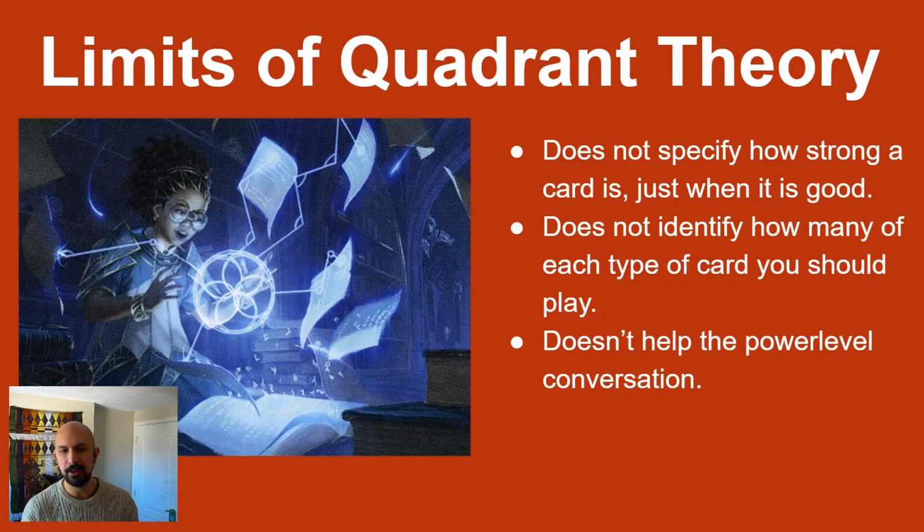Finally, it doesn't help the power level conversation. This is kind of the first point as well, but if you and your friend are having an argument about how strong a card is, you can't Quadrant theory that argument out, because it's just not going to change anything. If someone thinks Swords to Plowshares is better than Path because Path ramps, and someone thinks that Path is better because it doesn't gain that life, Quadrant theory is not going to solve that problem, not even by a little bit.